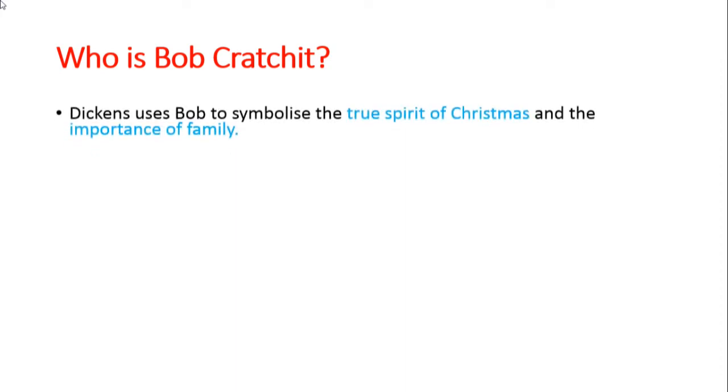So let's start with Bob Cratchit then. You might want to do this as a mind map or as a list. I'm going to rattle off some key ideas. Why is Bob Cratchit so important as a character in the novella?